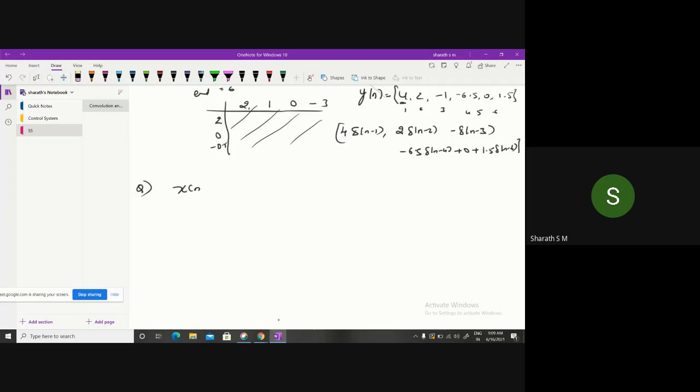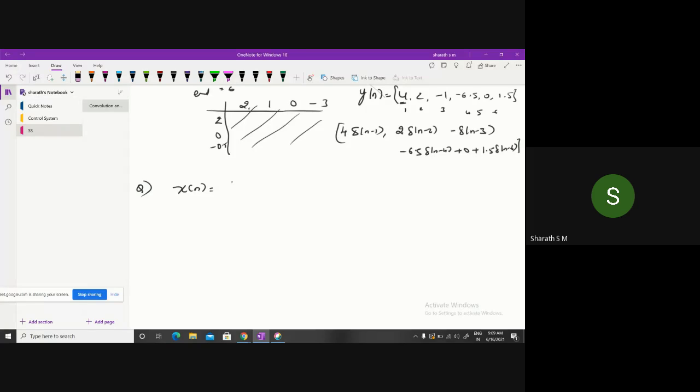The next one, x of n equals 1 by 2 power n into u of n, and h of n equals delta of n minus 1 by 2 power n into delta of n minus 1. Find the convolution of x of n and h of n.